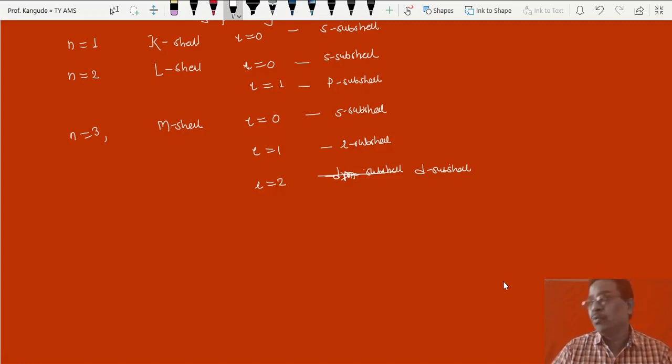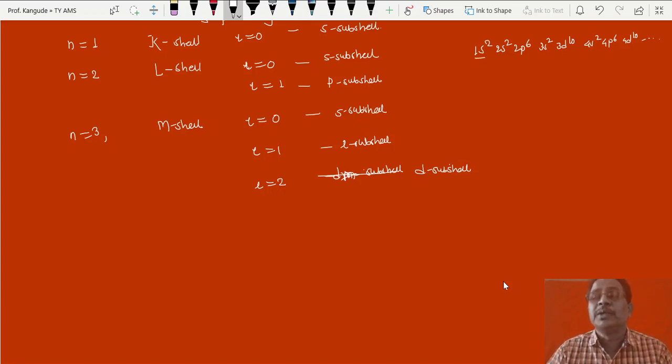So in SYBSc, you might have used this electronic configuration for any atom: 1s2, 2s2, 2p6, 3s2, 3d10, and so on. Okay, 4s2, 4p6, then 4d10, and so on. All these things you might have discussed. So this is the first orbit, one subshell. Second orbit, there are two subshells. Third orbit, there are three subshells. So n equal to 1, only one subshell, s, and the occupancy of that is simply 2. The total number of electrons there will be 2.